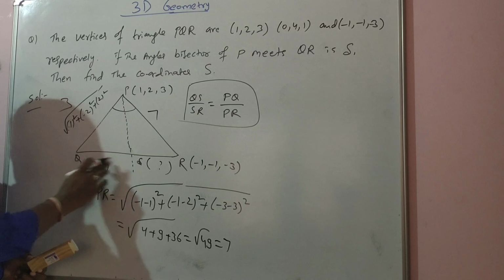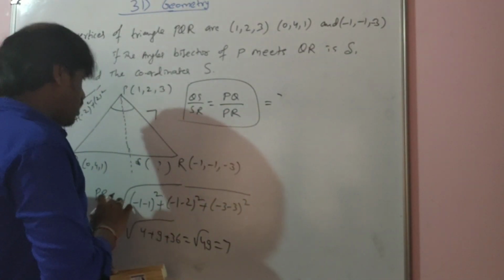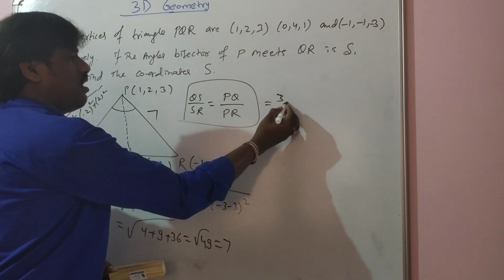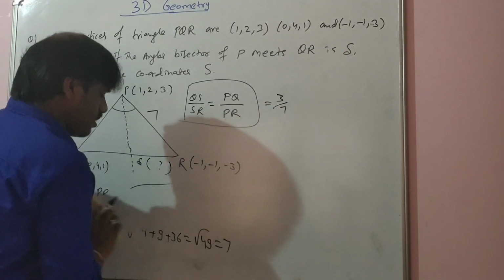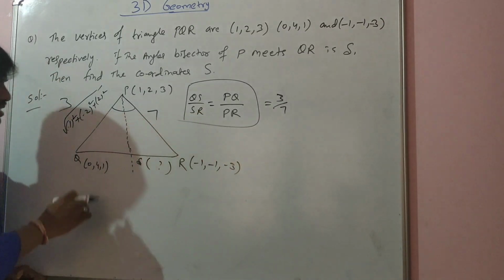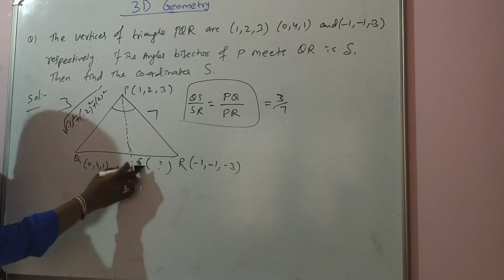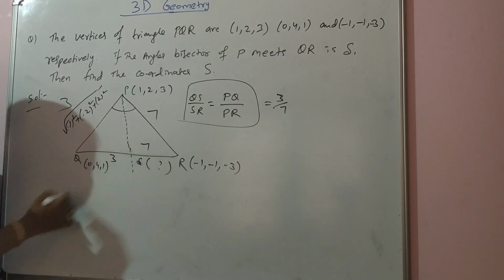It means QS to QR, QS is 3 upon 7. That's what I got. Hope you understand what I said here. So QS to SR I got 3 is to 7. So you have to find the point S, and this ratio you got is 3 is to 7.